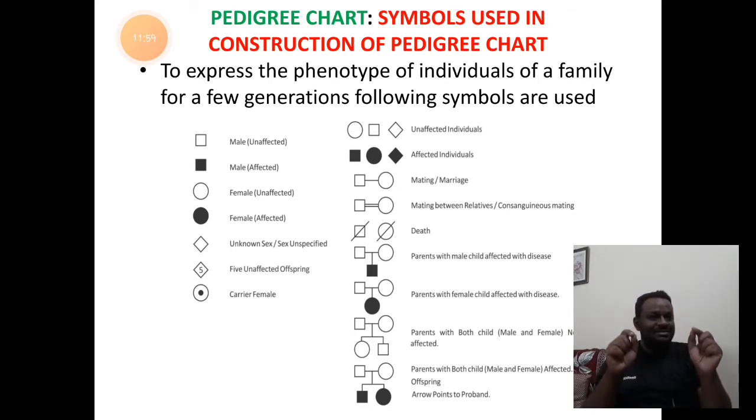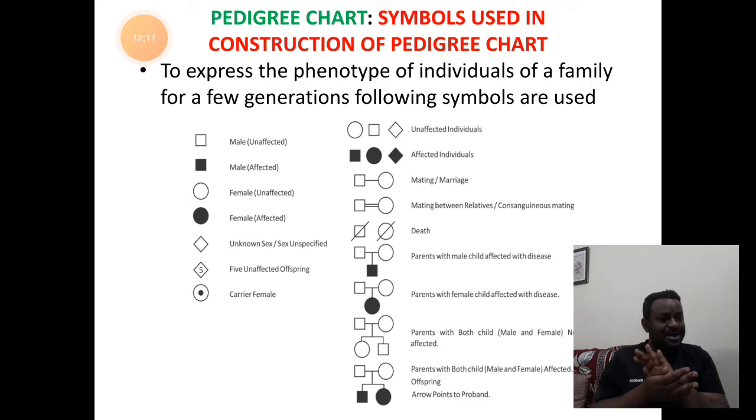If we represent a rectangle with a number 5 in it, let us suppose, then it is unshaded, so it is normal, it is rectangular, so it is male, and the number written inside is 5. It indicates 5 unaffected male individuals. Then further down we have one more symbol, a circle with a dot inside. It refers to carrier females related to allosomes.